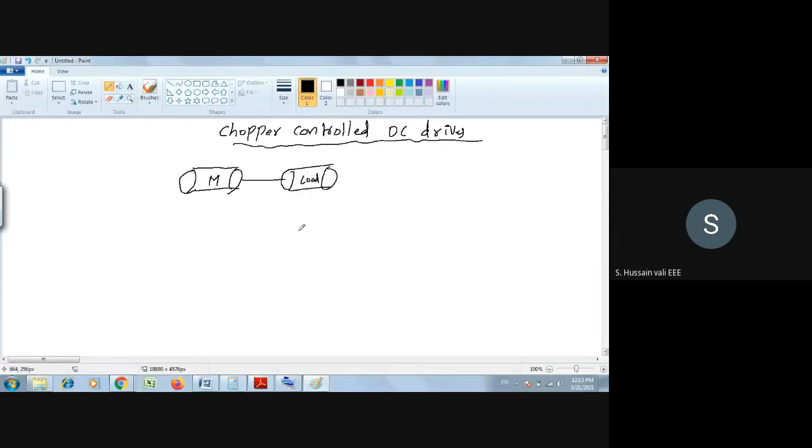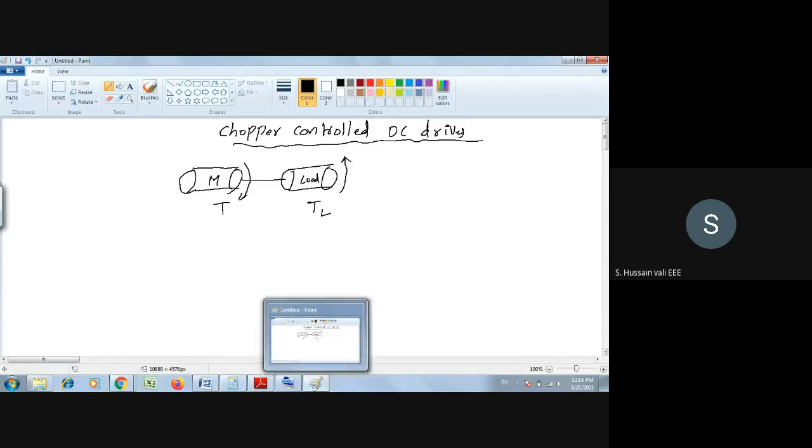So what does a motor do? Motor does some mechanical work. For example, take rotatory motion: the motor will rotate the load. The motor will develop a torque T, whereas every load has some torque TL. Both torques are in opposite directions. If one is in this direction, then the load torque will be in the opposite direction.